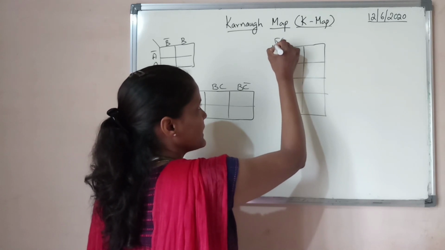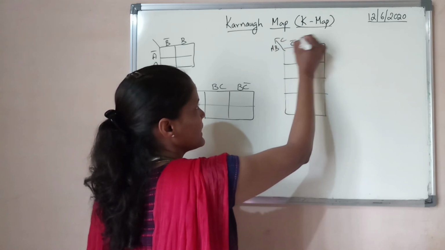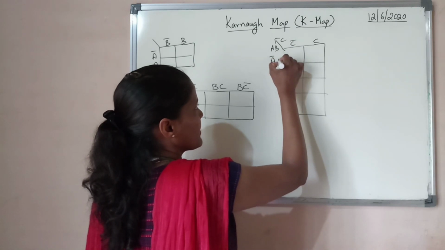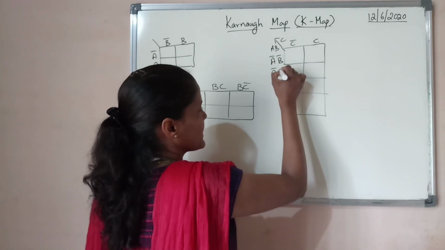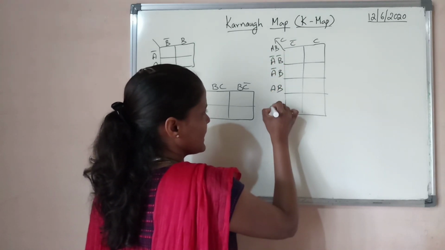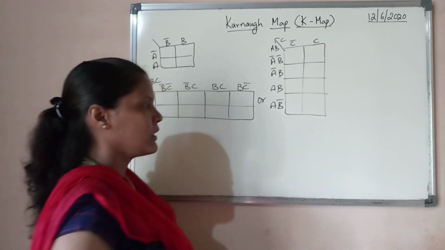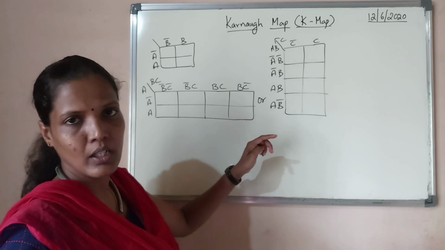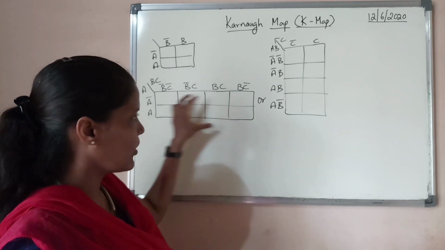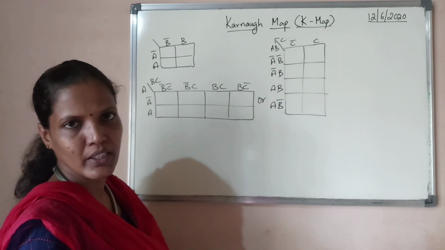Here A C and here A B, C bar, C, A bar B bar, A bar B, A B, A B bar. So I can use this K-map for 3 variables, either horizontally or vertically. Any of the methods can be used.